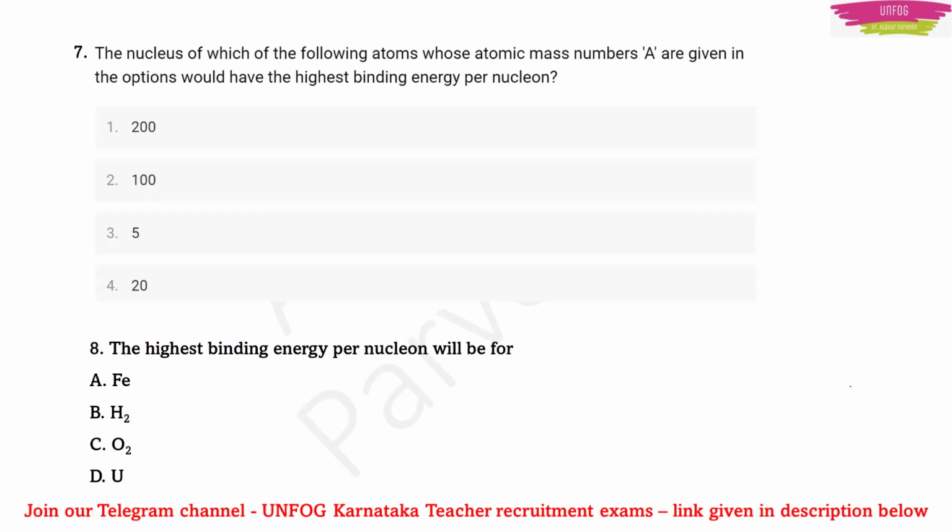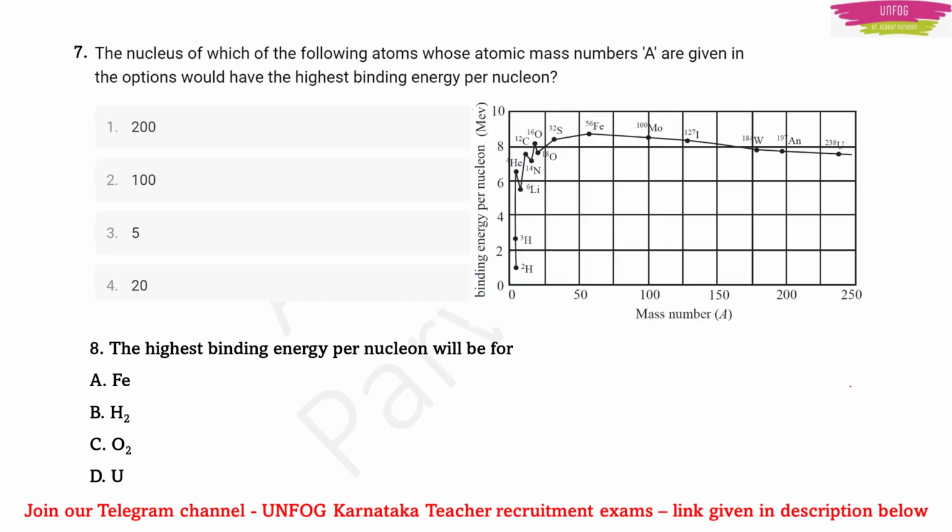Now let us discuss many more multiple choice questions. All these are expected questions. Question number 7. The nucleus of which of the following atoms, whose atomic mass numbers A are given in the options, would have the highest binding energy per nucleon? Among the 4 options, you have to see which will have the highest binding energy. You can easily see here that atomic mass number 100 is having better stability, because we have to choose from 200, 100, 5 and 20, right?